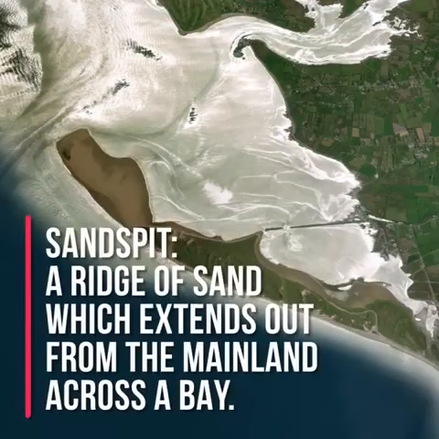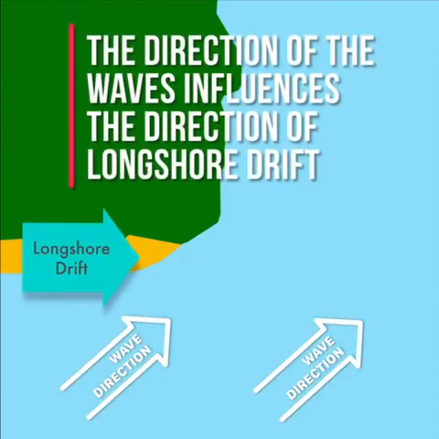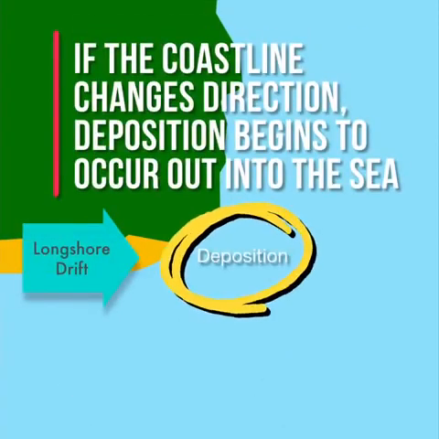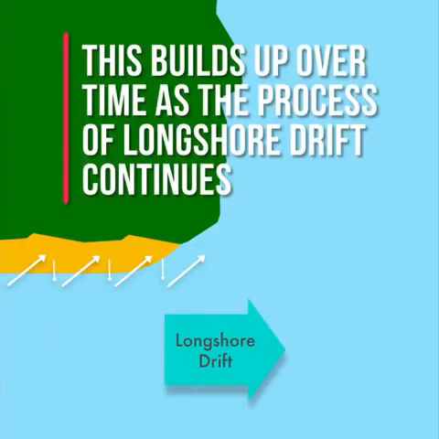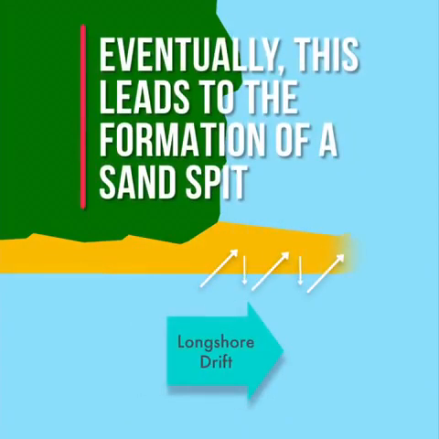A sand spit is a ridge of sand which extends out from the mainland across a bay. The direction of the waves influences the direction of longshore drift. If the coastline changes direction, deposition will begin to occur out into the sea. This builds up over time as the process of longshore drift continues. Eventually, this leads to the formation of a sand spit.